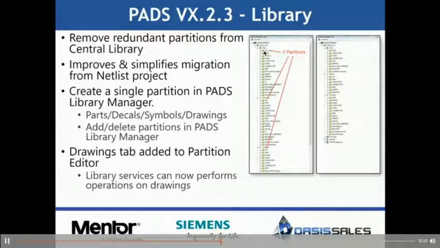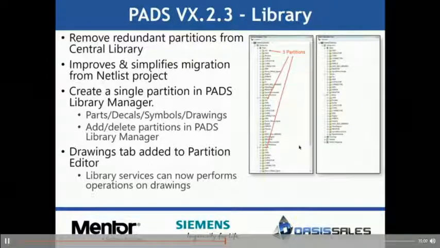When you add a new partition into the central library, whether you're using PADS Flow, Expedition Flow, or even, well, not Expedition Flow, it didn't have this issue, but the PADS Standard Plus Flow or PADS Pro Flow, when you added a partition, it added it in all three places automatically for you, even though you may not have wanted it. So they've given you now the capability that if I want to create a new partition in the part section, it only adds it in the part section. It will no longer create them in the symbol and decal section, so that you don't have blank partitions sitting there with nothing in them.